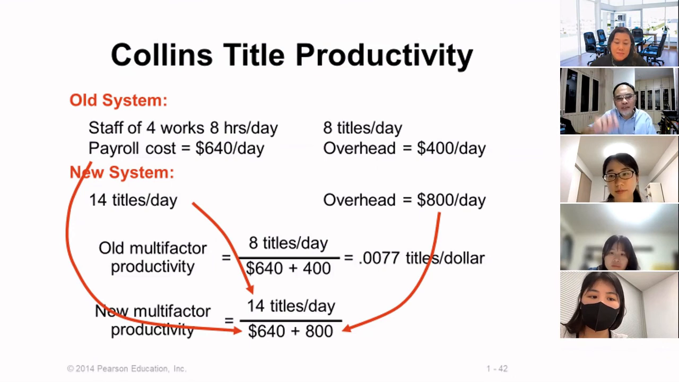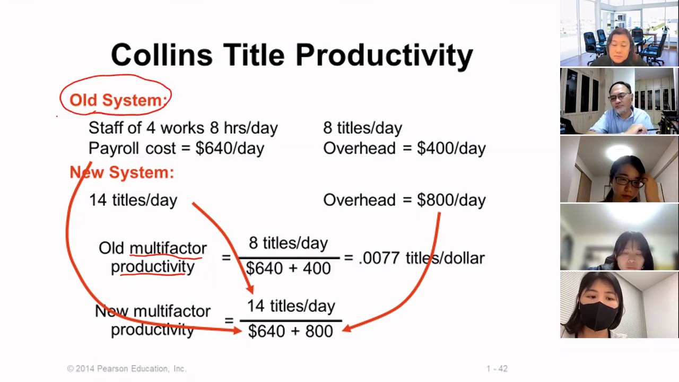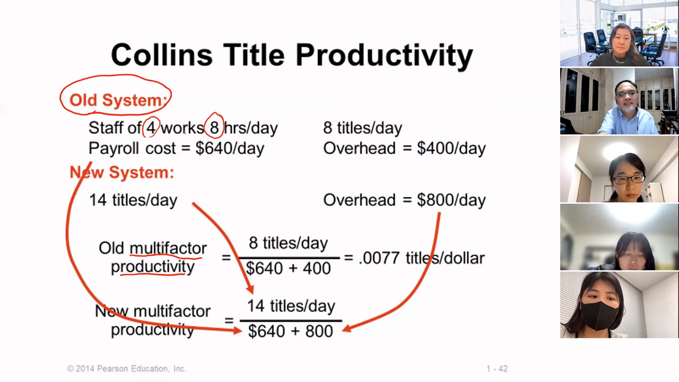So this is the example in the book. This is showing multi-factor. So it is a multi-factor productivity measure. What it shows, I have an old system, and the information is this. I have 4 people working 8 hours, and the payroll cost is 640 per day. And this is my output, my product that I produce, 8 units per day. And this is my overhead.